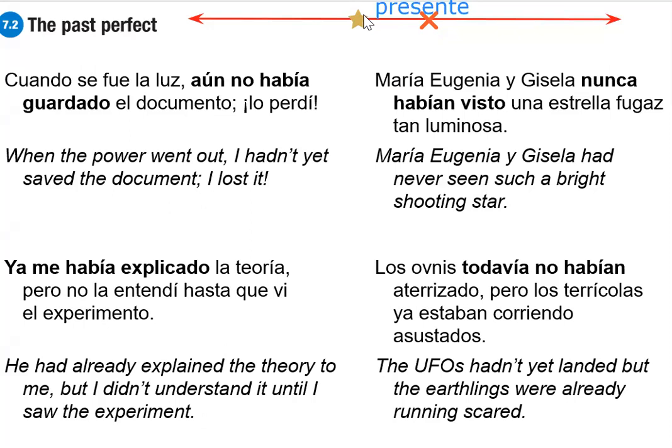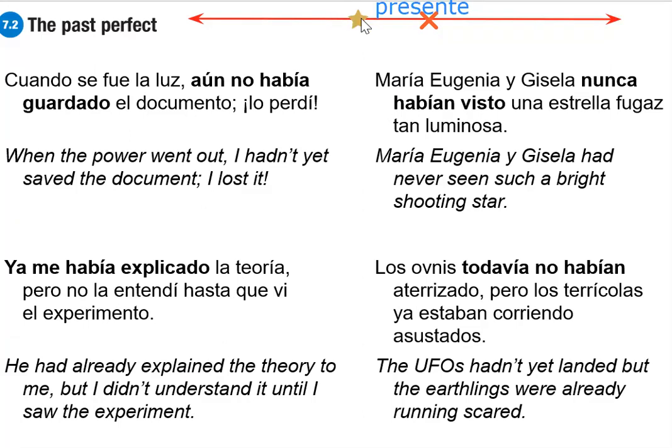Or maybe you can use it as understanding. But either way, our point of reference is in the past already. The explaining part of it happened before that moment. So let's say that the star represents when I saw the experiment. I saw the experiment, and before that point, he had already explained the theory to me. So here's where I saw the experiment, and now I get it. But before that, he had explained it to me.